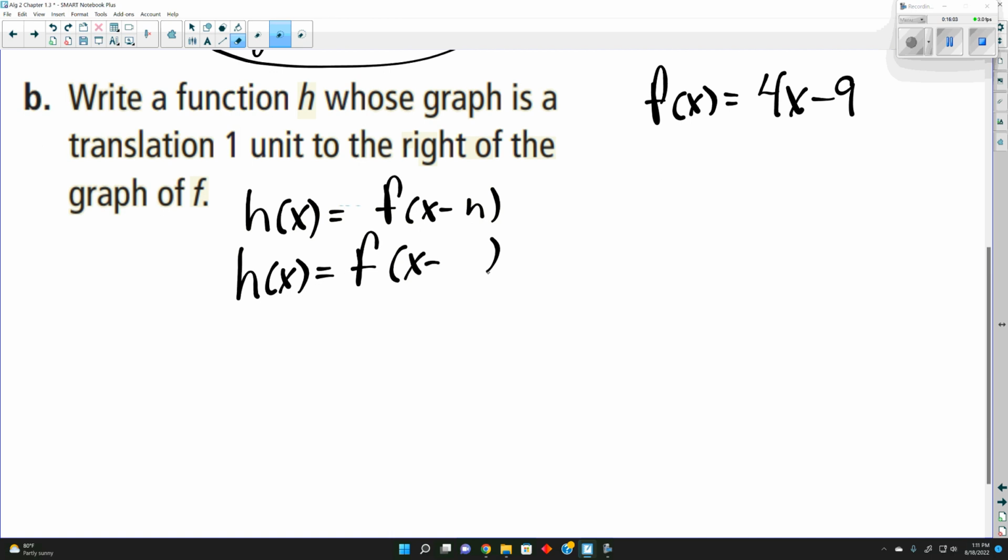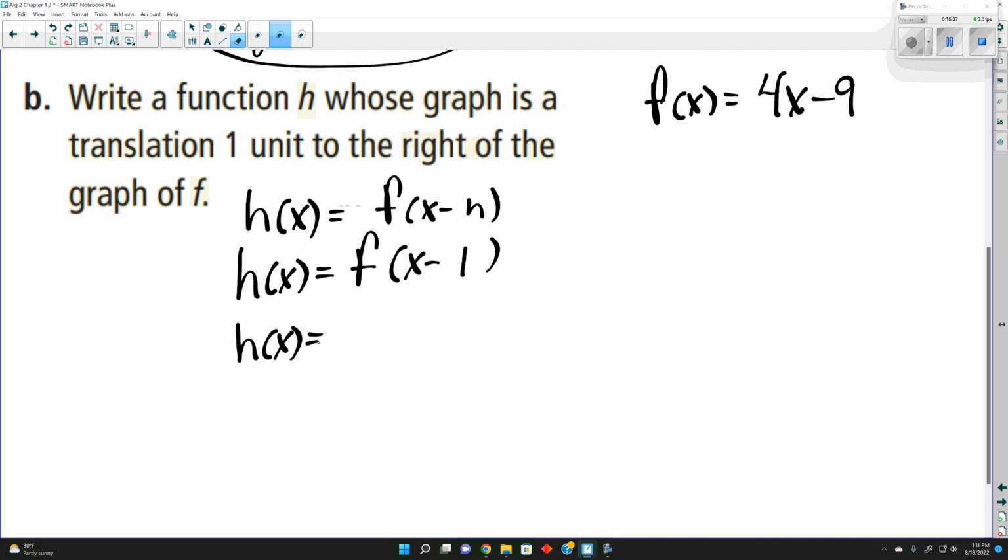And our h value is the amount that we move to the left or to the right. So we're moving 1 unit to the right, so it would be positive, yes? So we can just write 1. We don't have to write plus 1, so we just write 1. Which ends up giving us x minus 1. So it's kind of that flipping the sign, that opposite of what we think when we were talking about it yesterday.